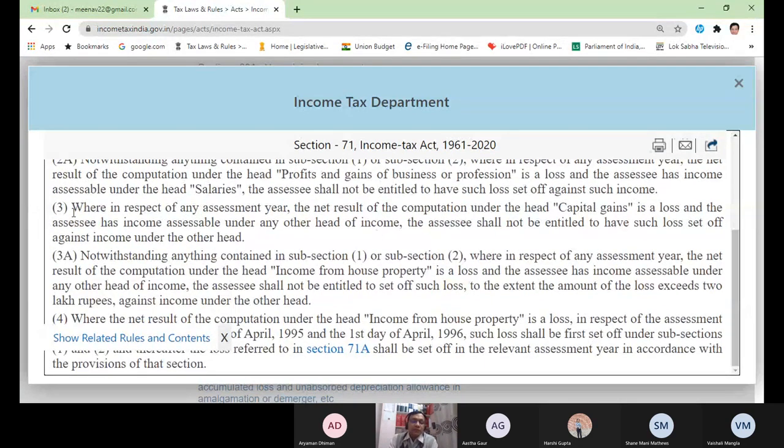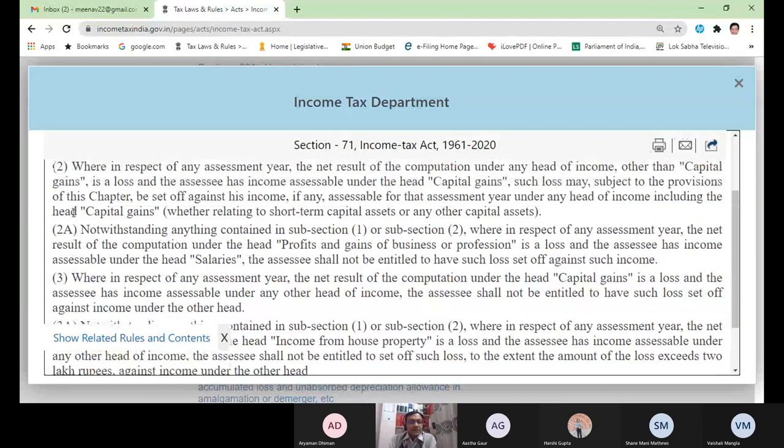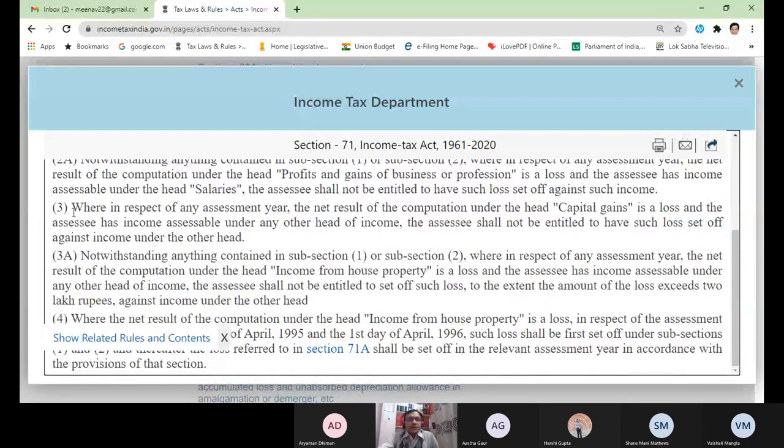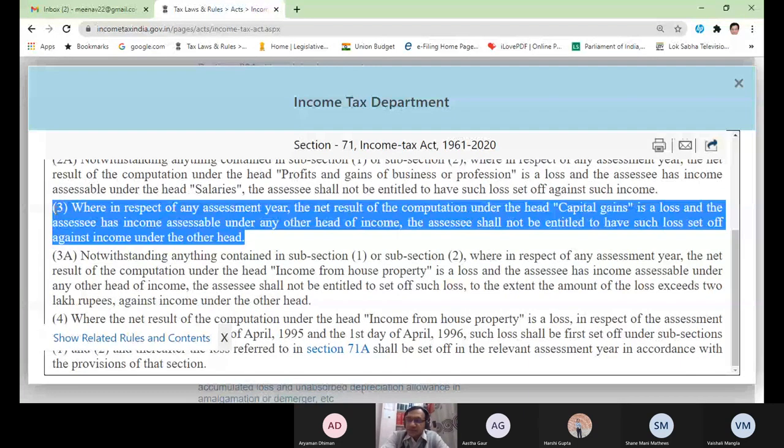Just like capital gain, I would like to show you section 71 subsection 3 what it says. So this is how you can learn. Where in respect of any assessment year, the net result of the computation under the head capital gains is a loss, that means whenever my capital gain head gives me loss and the assessee has income assessable under other head of income and I have positive incomes of other head, the assessee shall not be entitled to have such loss set off against income under the other head.